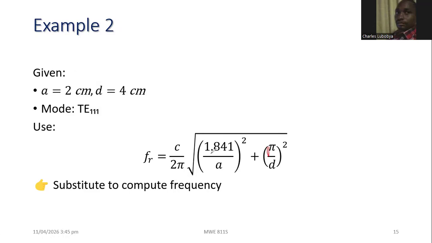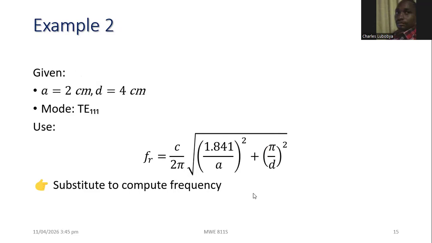And then this KR is a constant given for the dominant mode of a circular waveguide, which is 1.841. You have your radius there, which is 2 centimeters. So you substitute there, your D is 4 centimeters, substitute. And then this is going to give you a cutoff frequency, a resonant frequency once you substitute this. So I'll leave it for you to substitute this and then give the final answer to this one as well.